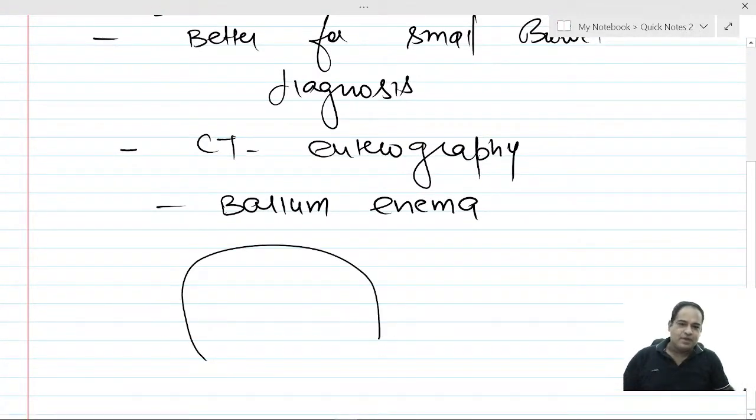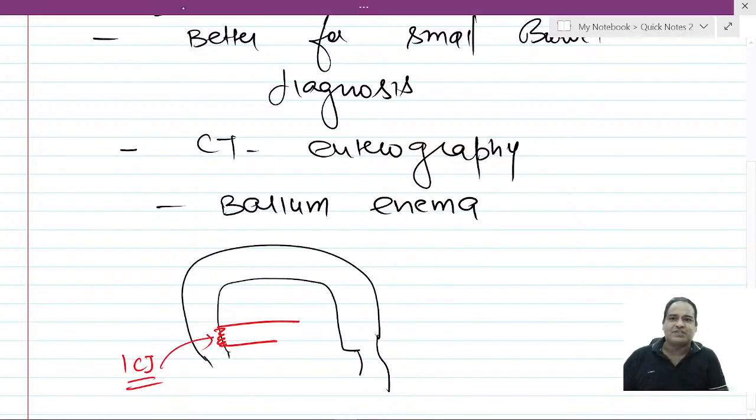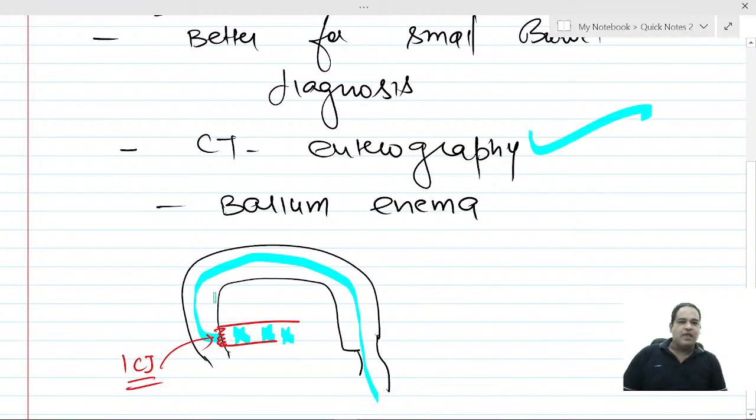You see here. Let's draw a large bowel. Now the large bowel has to go like this. Now the small bowel is here. This point is the ileocecal junction. It will act as a valve. Suppose you insert the contrast from here. It will take a long time to reach there. It won't practically be able to fill up the entire small intestine. So I believe CT enterography any day would be a better investigation.